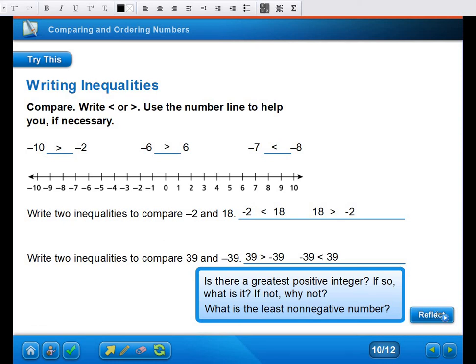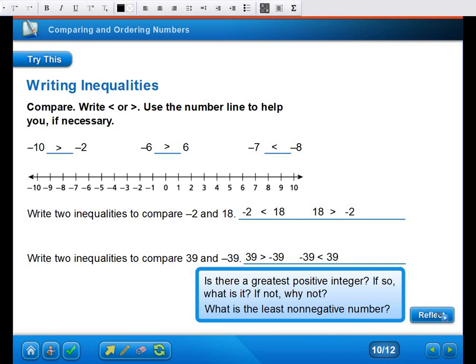Is there a greatest positive integer? If so, what is it? And if not, why not? All right, well, when you think about numbers, we have to remember that numbers go on forever. Since numbers go on forever, there really can't be a largest integer. So you could never really pick the largest number.